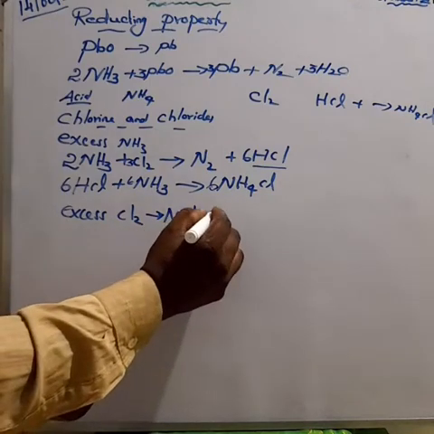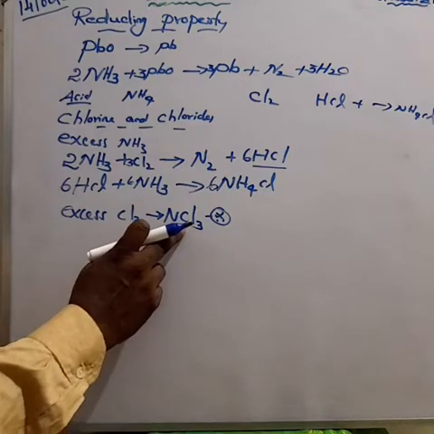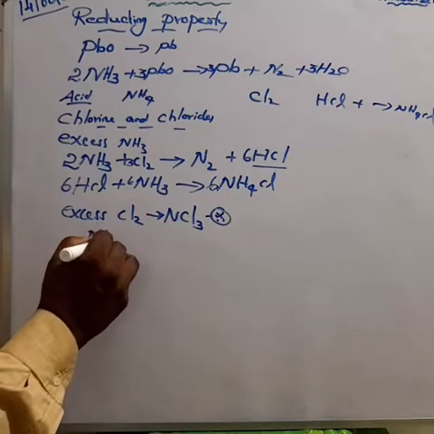NCl3. What is the formula? NCl3, nitrogen trichloride. This is an explosive substance. All of you know about the explosive substance. Am I right? Explosive, you know that one. We have to write the equation.